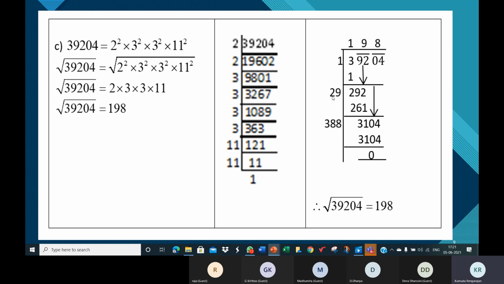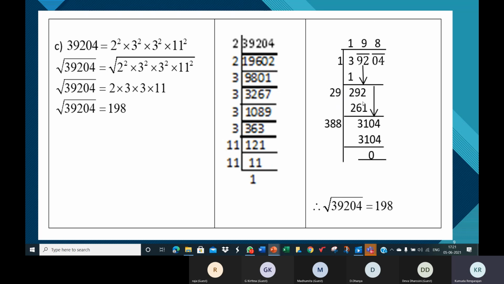Now, whatever digit you add here, you should add the same digit here. And the product should be 292 or something just less than 292. So if you try 29 into 9, because it's the maximum possible. 29 into 9, see, you should write 9 here and the same 9 here.